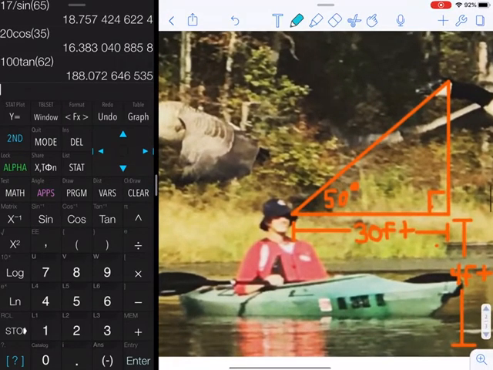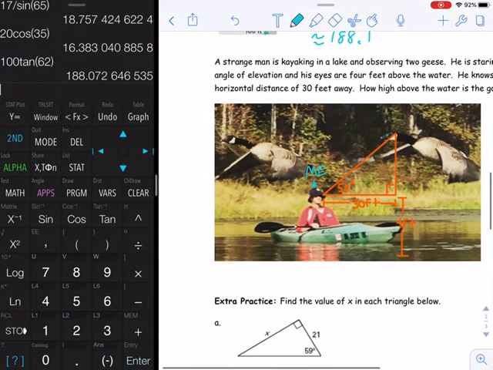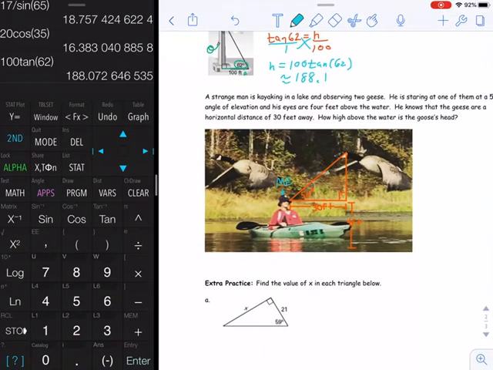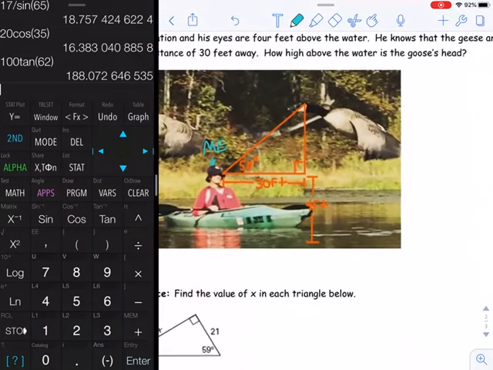Fun fact, true story, this is me. Not the goose, the kayaker. This is a live picture. I was chasing geese in the kayak and then they escaped via flight. Anywho, this is a really good problem right here.